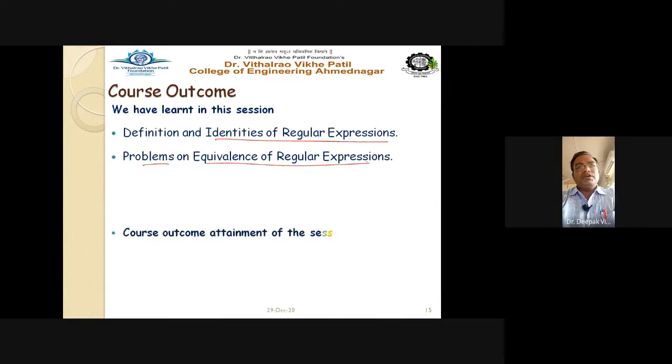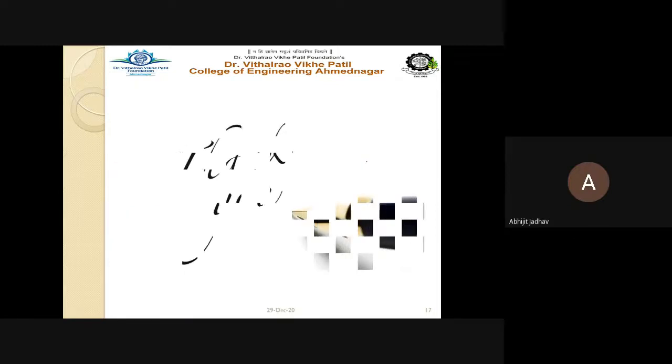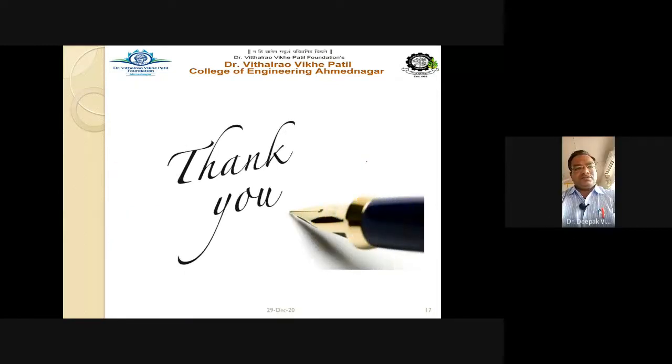So the course outcome attainment of the session is to construct the finite state machine and solve the problems. So let us stop here for today's session.